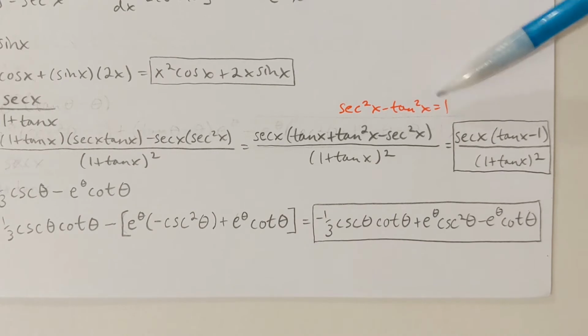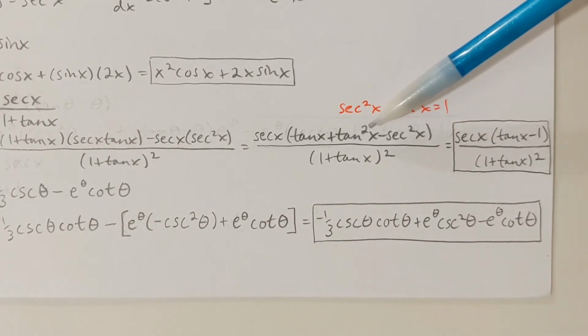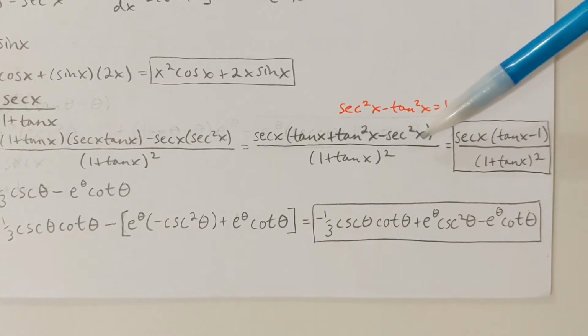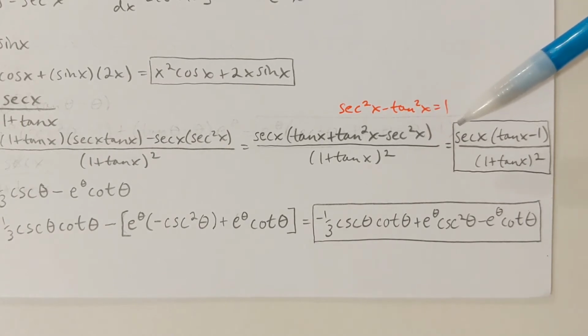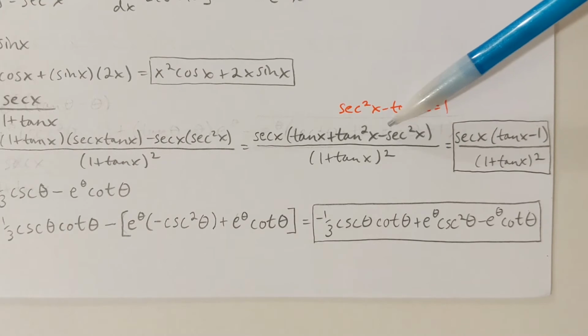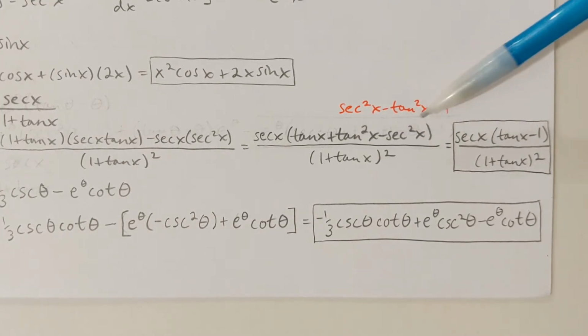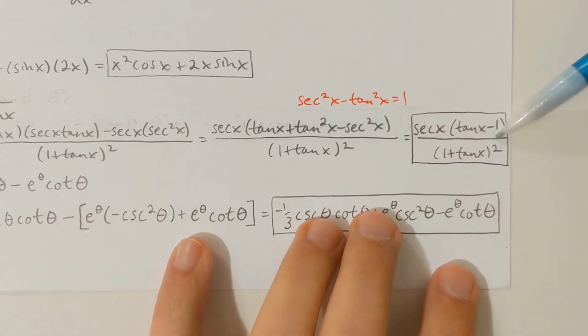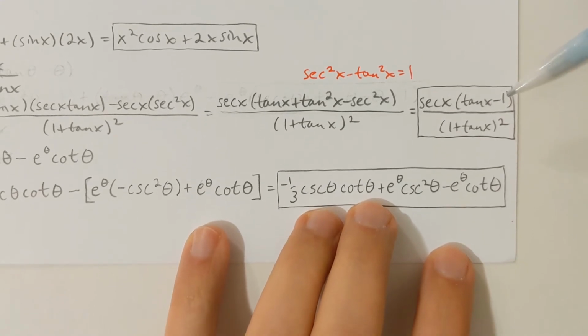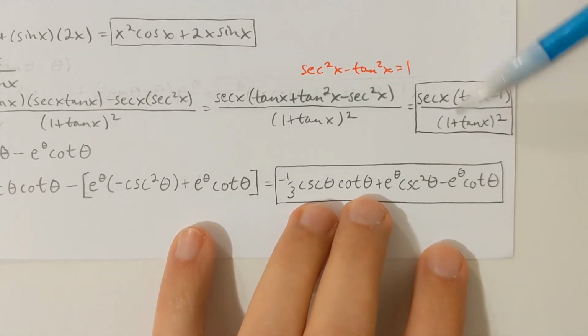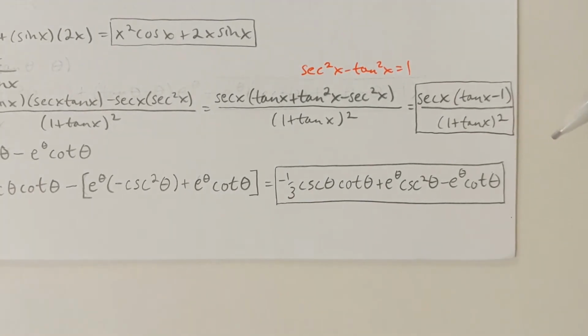Using this identity, if you were to multiply both sides by -1, tangent squared x minus secant squared x would be -1. So where I see that part, let me replace that with a -1. And everything else can stay as is there, and that'd be as simplified as we can get it.